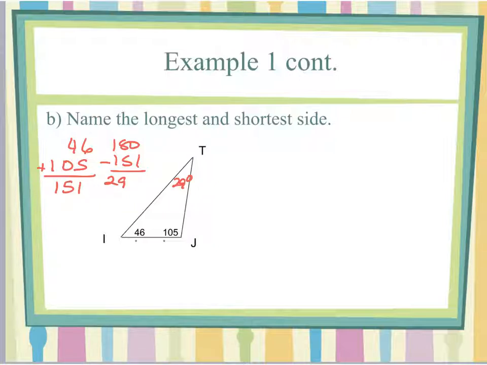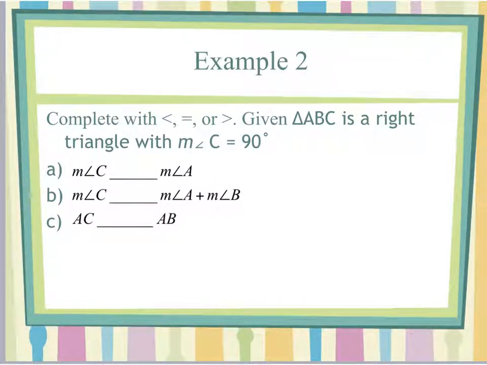TI. Okay, IT or TI? Good. What's the shortest side? JI. Okay, JI or IJ? Good. So that's the shortest, and then this one is the longest. All right. Next. All right, so we're going to fill in.